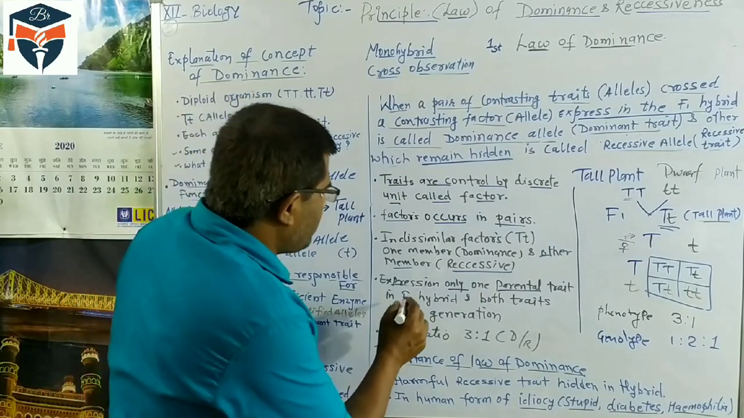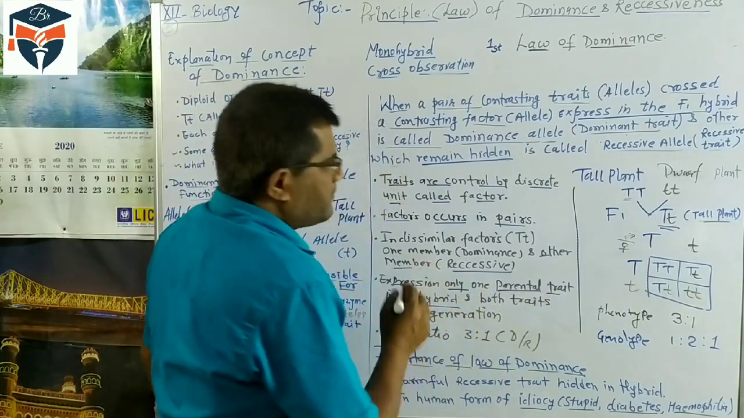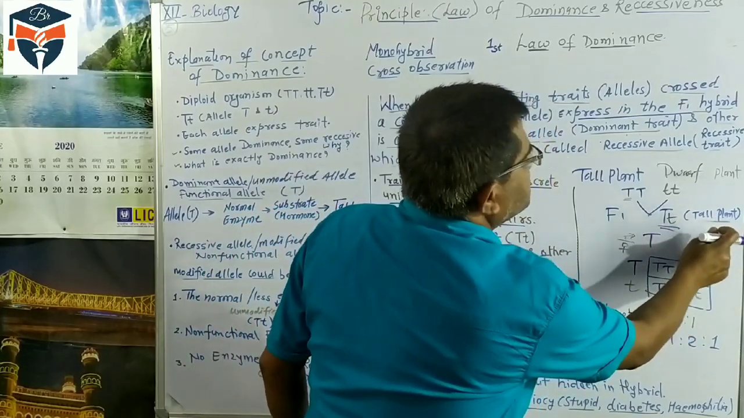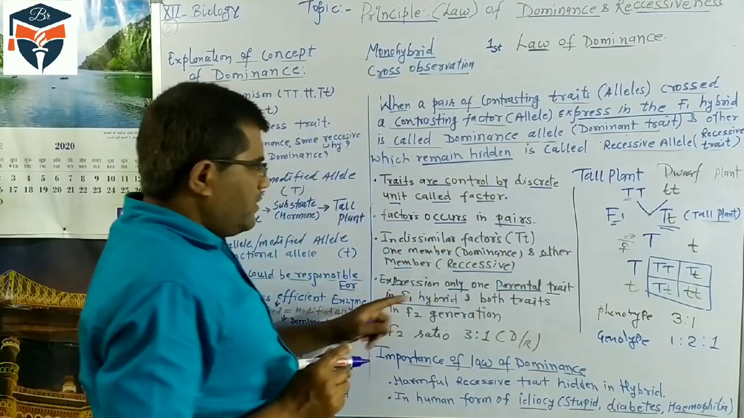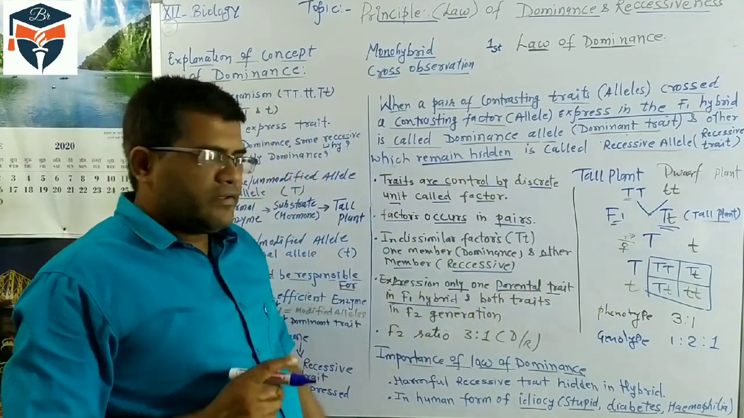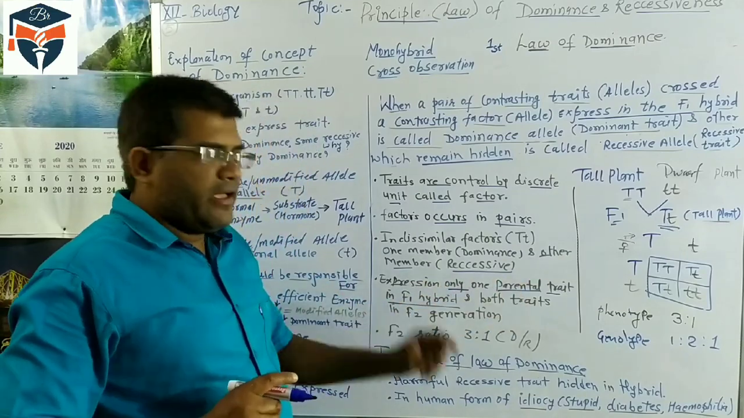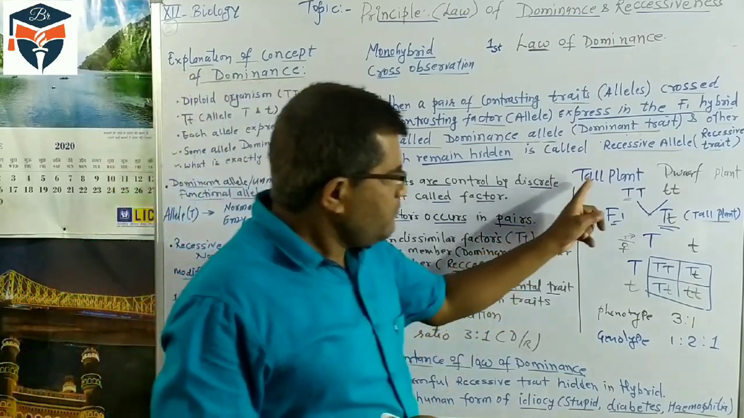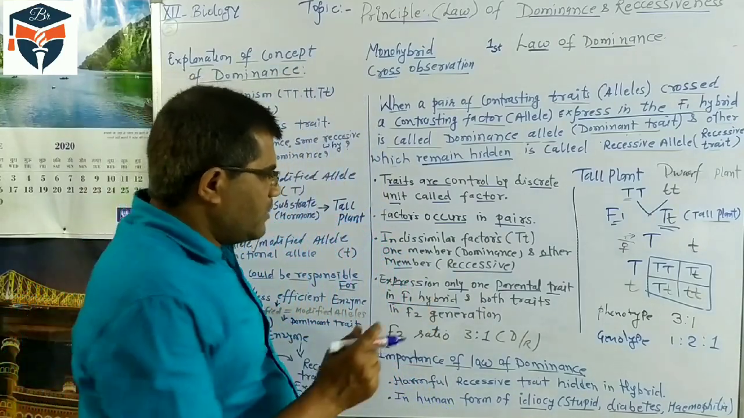Then the next point is expression of only one parent. In the F1 generation, only one parental trait is expressed. Here you will see only tall plants are expressed, though tall and dwarf were crossed. So only one parental trait is expressed in the F1 hybrid. Only one character is expressed in the F1 hybrid.